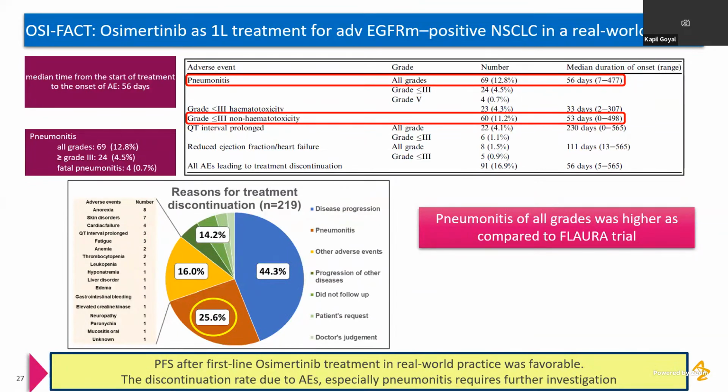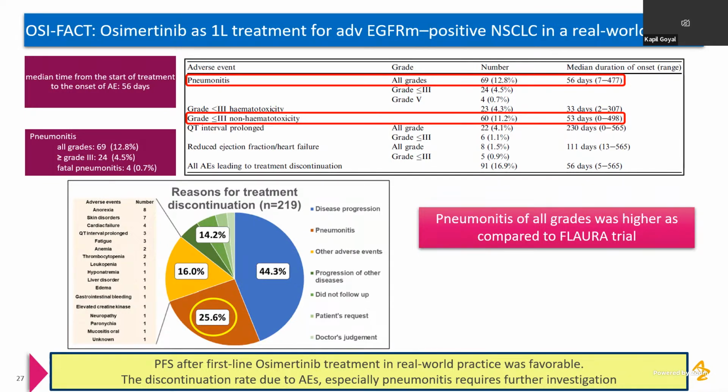So if we talk about the toxicity, pneumonitis is the thing which is to be talked about in this data. The pneumonitis all grade was seen in approximately 13% of the patient, which is way lot compared to what was seen in the FLORA trial. The non-hematological toxicity of grade 3 was seen in 13% of the patients. The median time from the start of treatment to the onset of adverse event was 56 days. So roughly after 2 months of starting therapy, we have to start looking for adverse events.